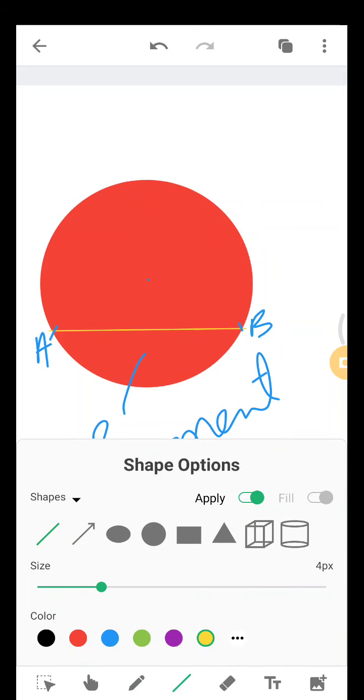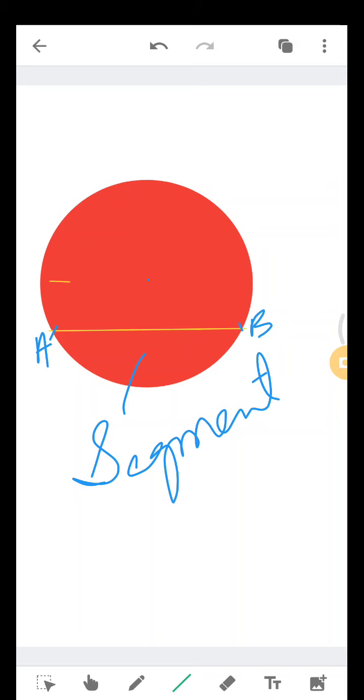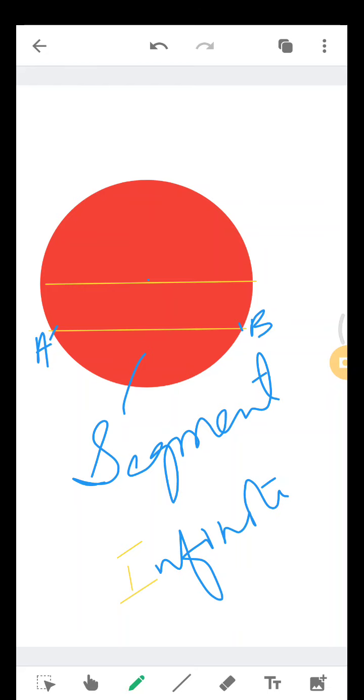What is the longest chord in a circle? Diameter. Diameter is the longest chord of a circle which passes through the center. How many diameters can we have in a circle? We can have infinite diameters, infinite radii, infinite chords. So this part of the circle is called minor segment.